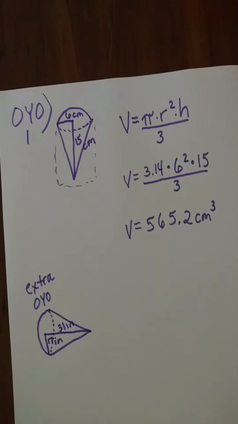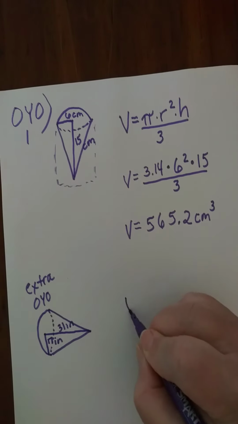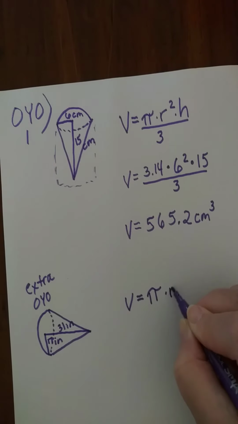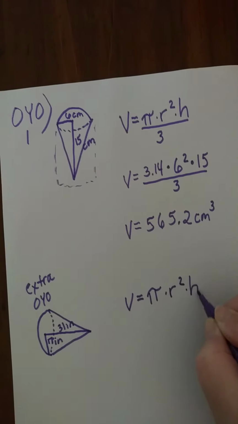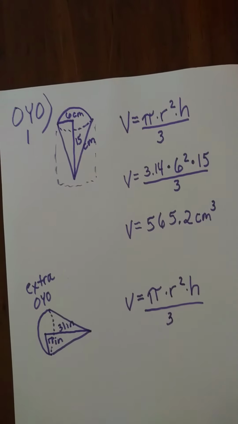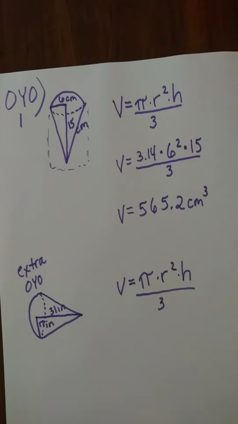Okay, so take that and fill it in to your formula. Still the same formula, pi times r squared times h divided by 3. Don't forget to divide by 3 because it's a cone. All right, so pause the video and try that out. Fill in what you know and use your calculator.